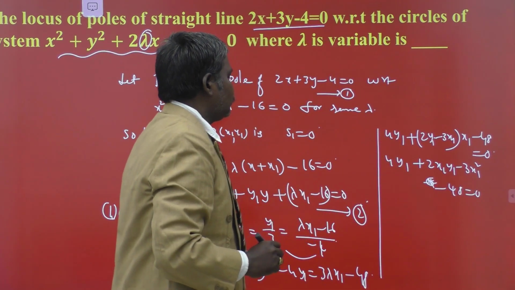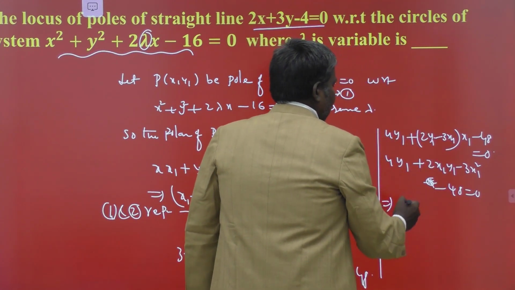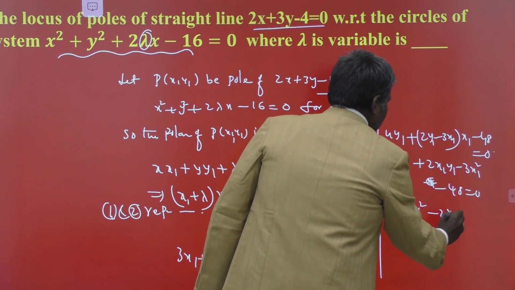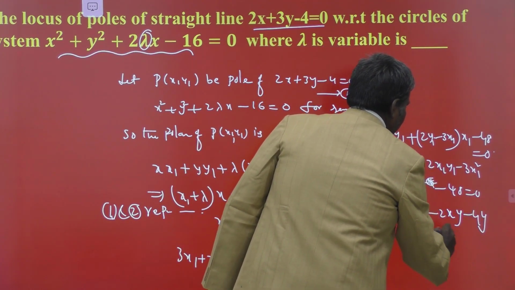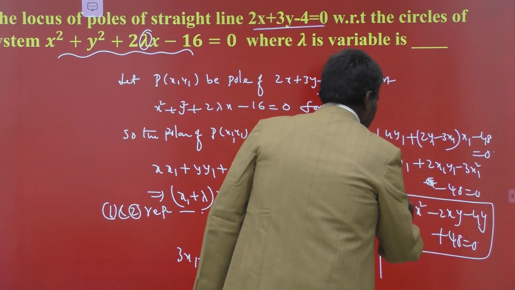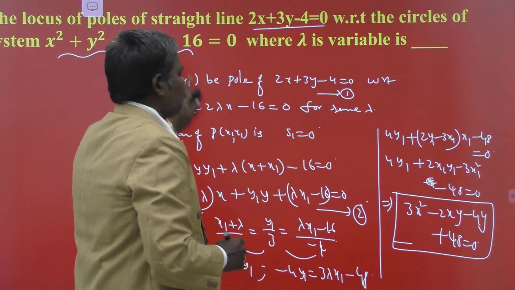Minus 48 equal to 0. So multiply with minus sign and write the locus. What we get? 3x square minus 2xy minus 4y plus 48 equal to 0. This is the locus of poles of the line with respect to the circle.